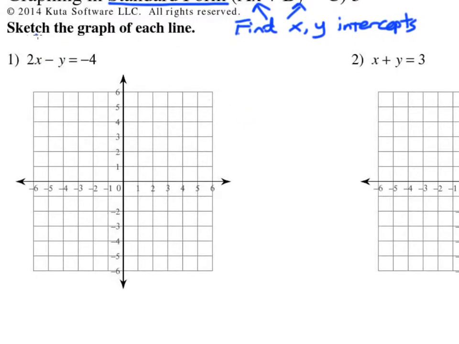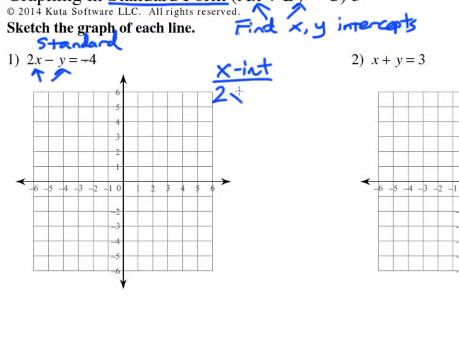So sketch the graph. Number one, let's do this together. First off, we see that x and y are together on the same side of the equal sign, so we know it is not slope-intercept form. We know that this is standard form. So we need to find the x-intercept and the y-intercept. We'll do it both ways.